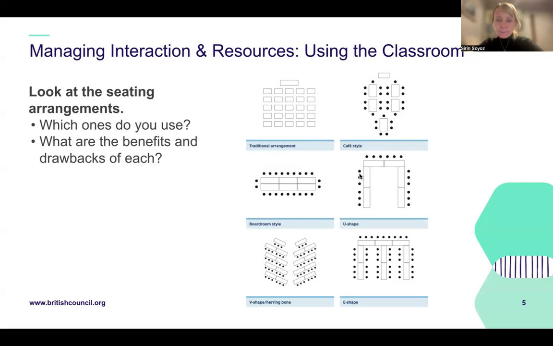U shape, V shape, E shape. Okay, so which ones do you use? Maybe you use only one or two, but can you please discuss the benefits and drawbacks of each? Imagine how it would look. Would it be possible or not? I will put you in the breakout rooms again. Until I create the rooms, please take a picture. I will also put a picture in the chat. So you will discuss the benefits and drawbacks of each.